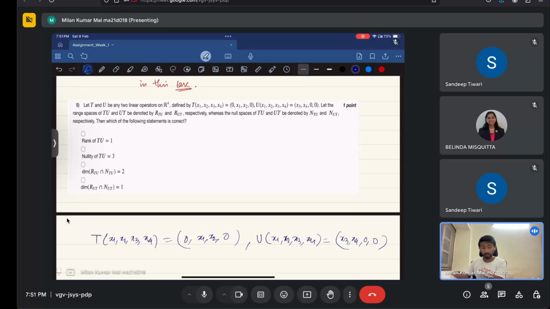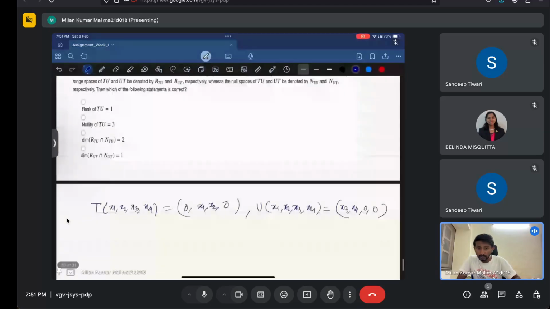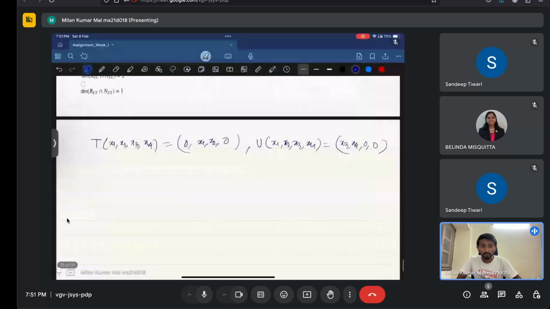Then the question is which one of the following statements is correct. As it is written, there will be only one correct option. So when you get the correct option, you can leave the problem, but I'll discard all the options here. Let's first find what TU and UT are, and then the range of TU, range of UT, null space of UT, all these things. So first find TU.